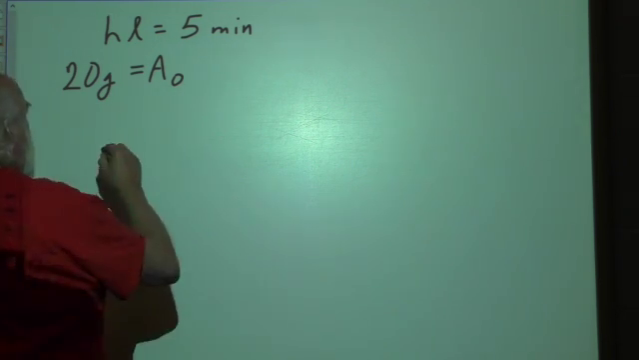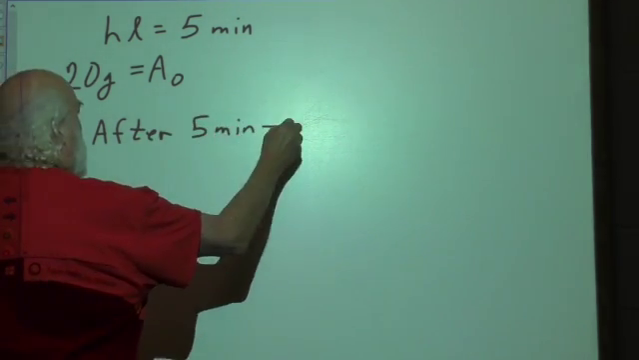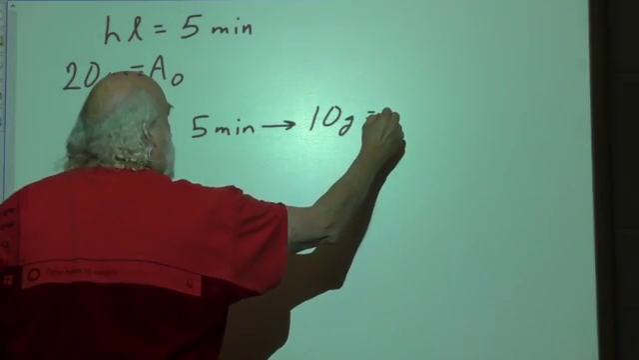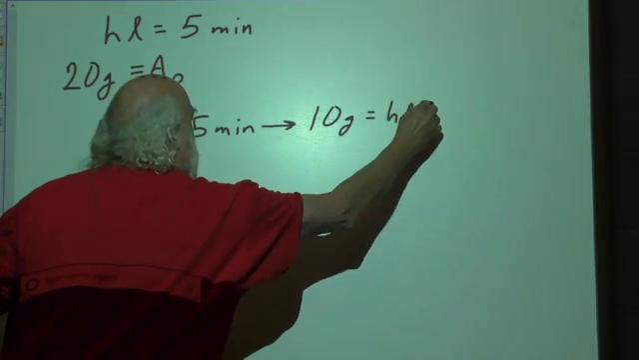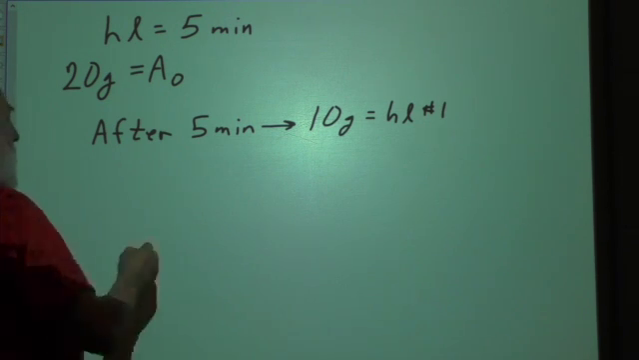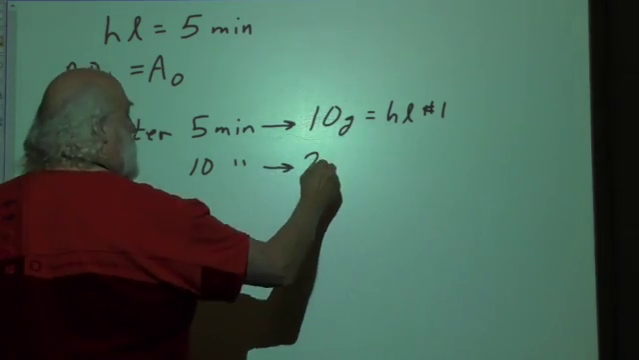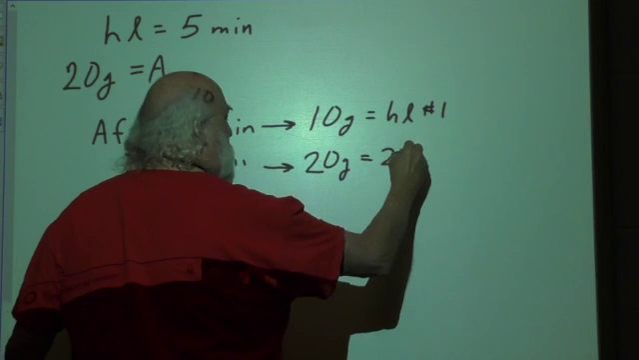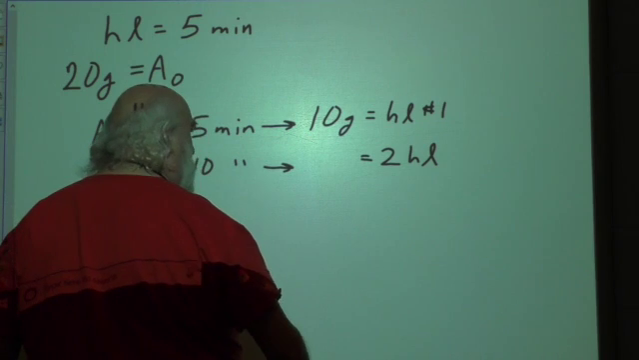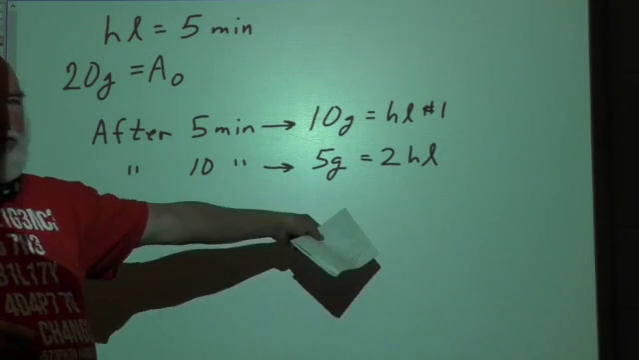And let's say after 5 minutes, you're going to lose half of that, so that becomes 10 grams. So that is half-life number 1. After 10 minutes, you're going to lose half of that, which, half of it, not double it, is 5 grams. You have only 5 grams left after your second half-life.